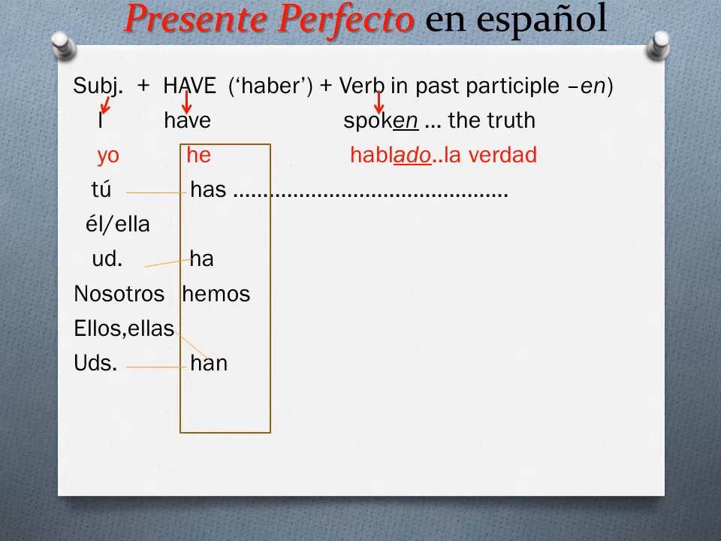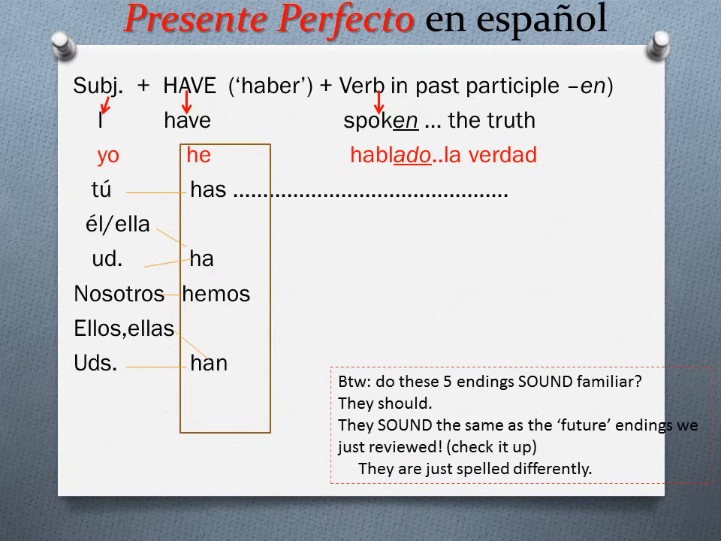It is conjugated in 5 different forms, 5 different conjugations of haber in Spanish, and they are in the box for you. He for yo, has for tú, ha for él, ella, usted, hemos for nosotros, and han for ellos, ellas, ustedes. He, has, ha, hemos, han, which, by the way, sound identical to the endings in the future. E, as, a, emos, an. I hope you remember that. It is the same sound. They are just spelled differently.